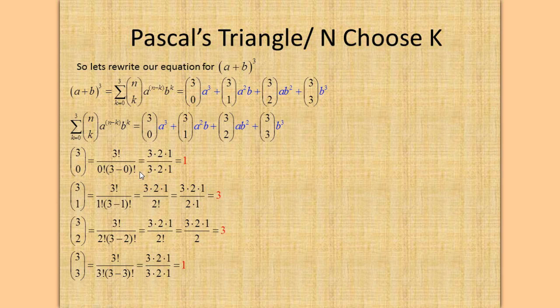So 3 factorial is 3 times 2 times 1. And 0 factorial is 1. Well, 3 factorial divided by 3 factorial is just 1. So that's 1 for the coefficient in front of a cubed.